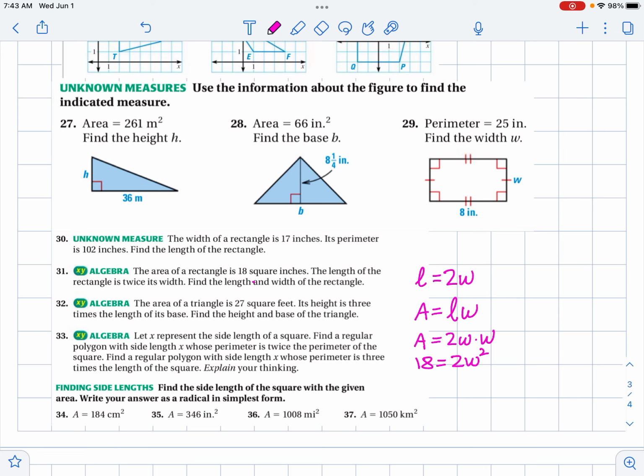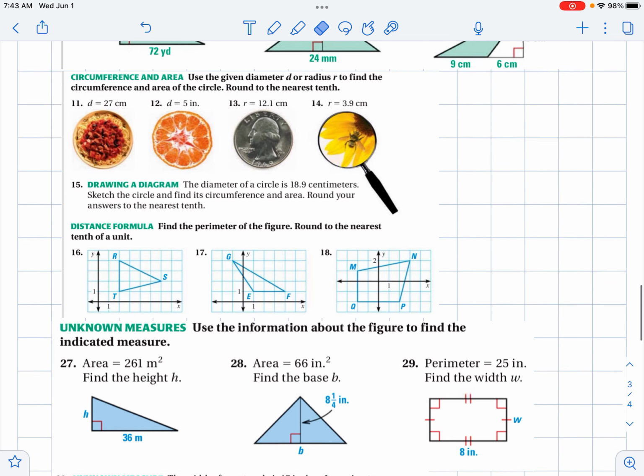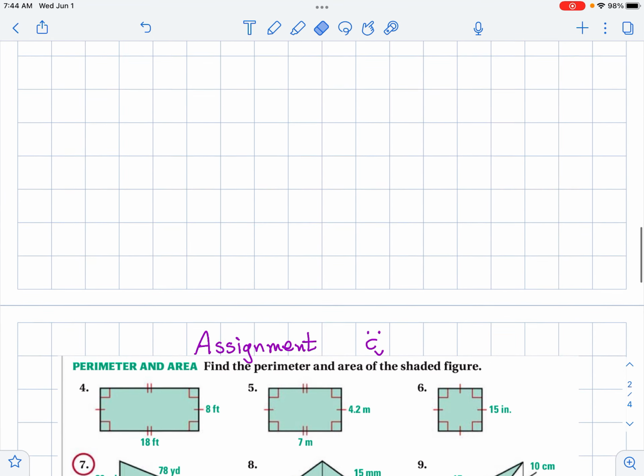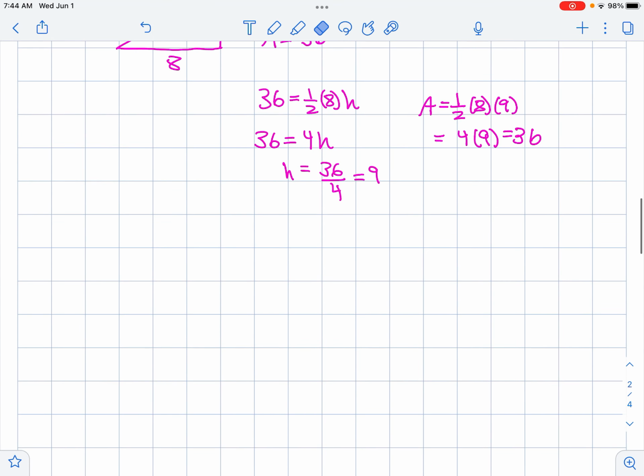See, we just substitute. Divide out the 2 and we get 9 equals w squared. Well, if w squared equals 9, then w must equal 3. Okay? So that's the way these problems down here are set up. And if you have any difficulty, just let me know. But that's how we proceed with these.